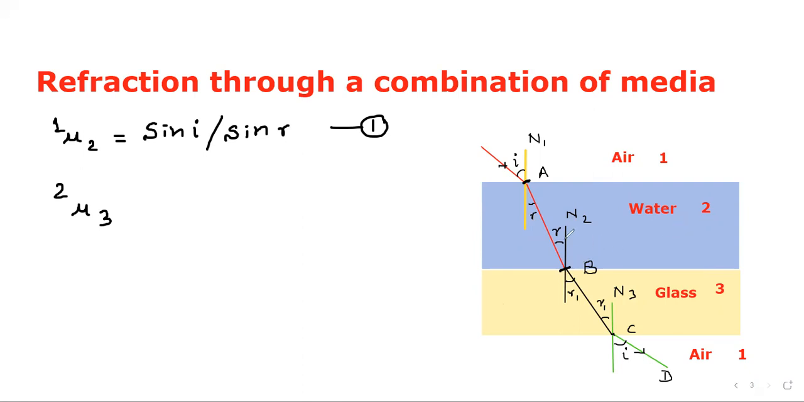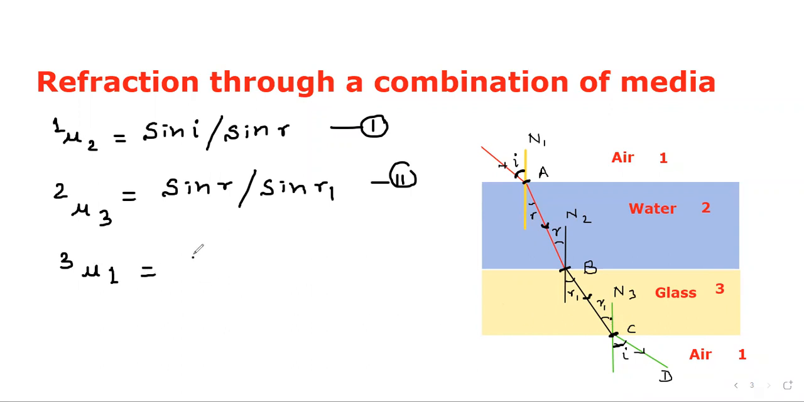At point B, the light ray enters from medium 2 to medium 3. So we write 2 mu 3 equal to, we take angle of incidence as R, so sine r divided by sine r1. Suppose this is equation number 2. Now at point C, the ray emerges in air again, so this angle will be equal to this angle. Since the ray enters from third to first medium, we write 3 mu 1. We take angle of incidence as r1: sine r1 divided by sine I. This is equation number 3.